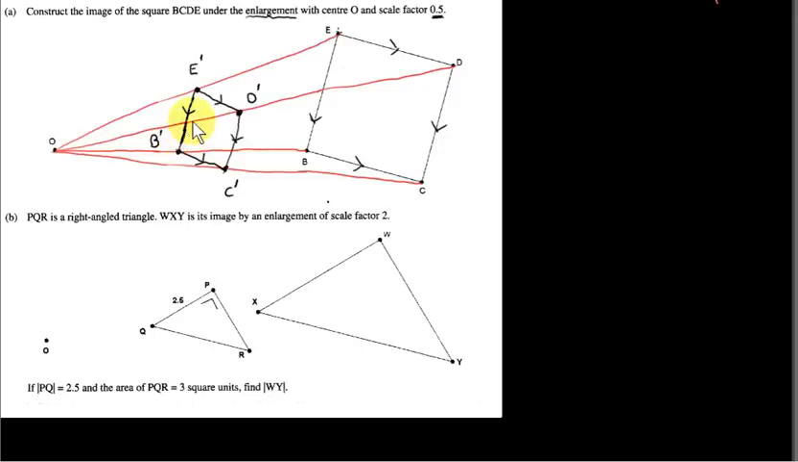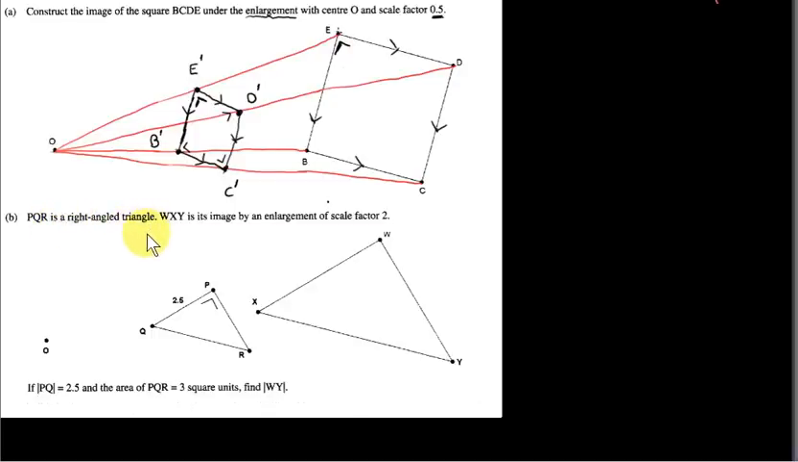Now, one thing about enlargements, when an object is scaled up or scaled down, it's actually scaled down in this case, is that angles don't change. So the angle between EB and ED is 90 degrees, and that's the same as the angle between E prime B prime and E prime D prime. So this shape will be exactly the same as this, but this is a square, so all the angles are 90 degrees. So all the angles in this shape are 90 degrees as well.